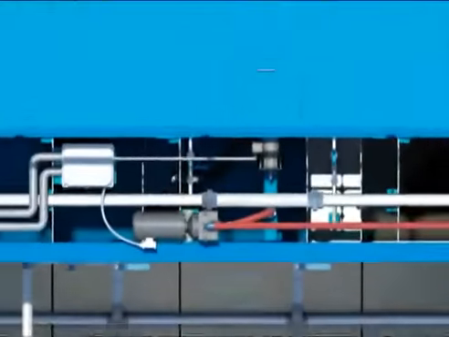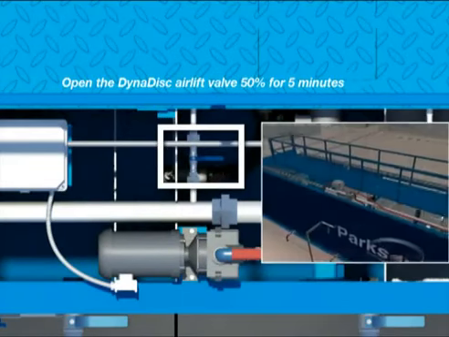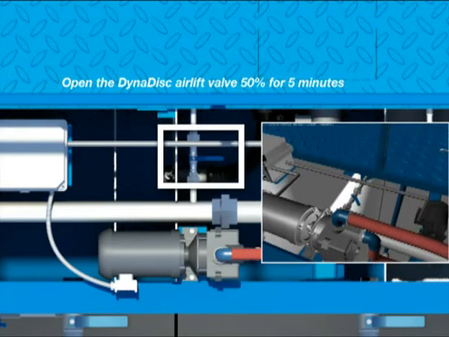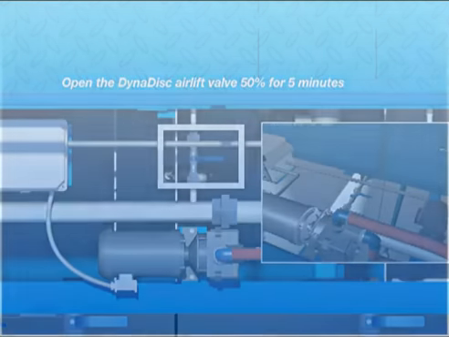Sludge has to be removed from the bottom of the Dynadisc tank each day. This can be done by opening the Dynadisc airlift valve 50% for 5 minutes.